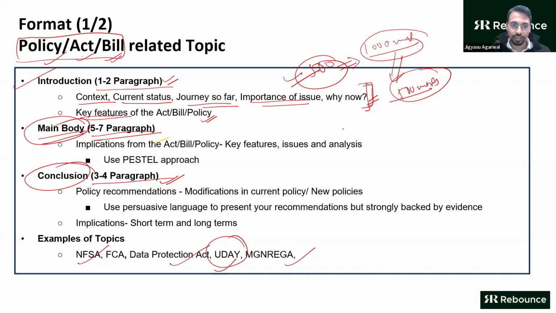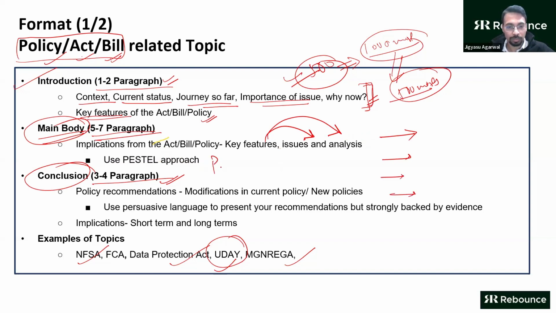Let's say there is an act. Then you talk about what the various implications of this act are. So what are the key features and the issues arising from this act, and you analyze all those issues. Here, maybe you can put 5 to 7 paragraphs. You can talk about one issue in one paragraph, and you can use the PESTLE approach.